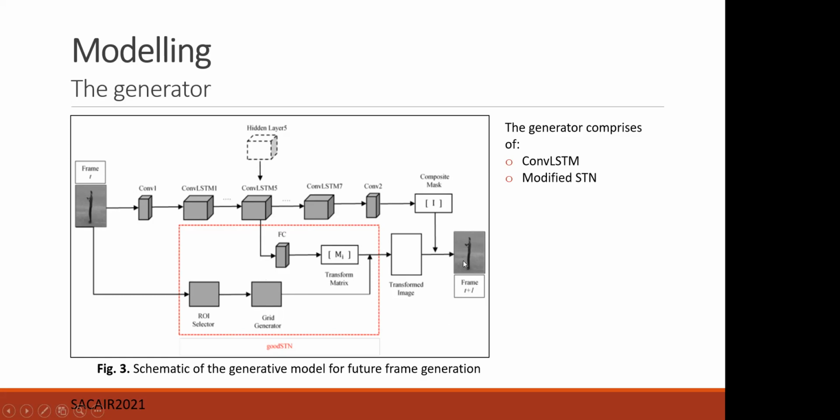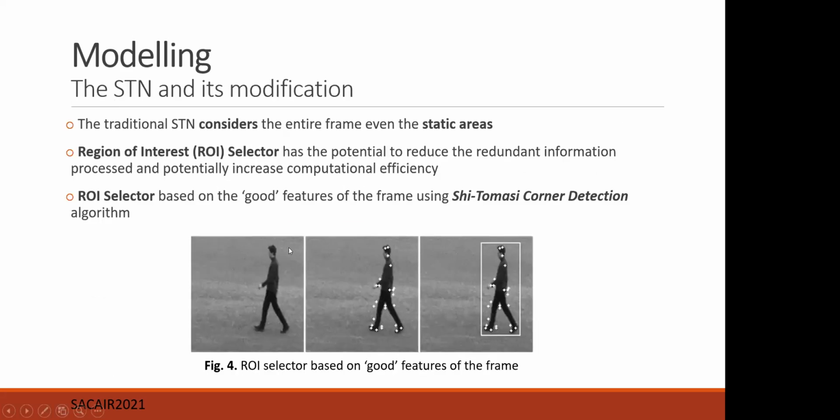Now we consider a traditional STN. The traditional STN would take this entire area and calculate the transformation for it, including the static areas. So if we implement a simple object detection algorithm, in my case, it was using the good features of the frame calculated by the Shi-Tomasi corner detection algorithm and drawing a bounding box around it, we can then narrow down the area over which to calculate transformations. And that is hypothesized to improve computational efficiency of the model.